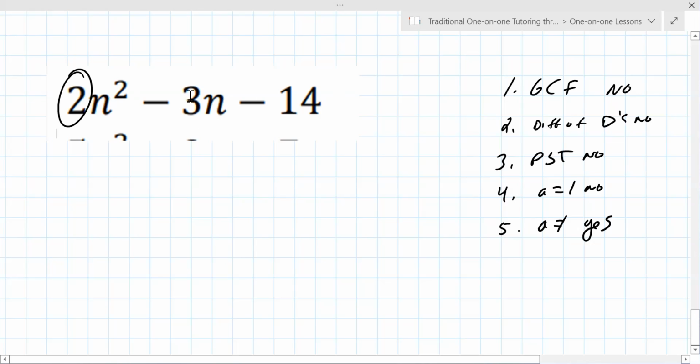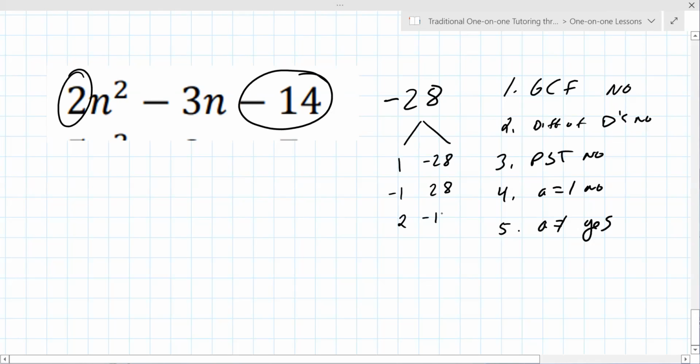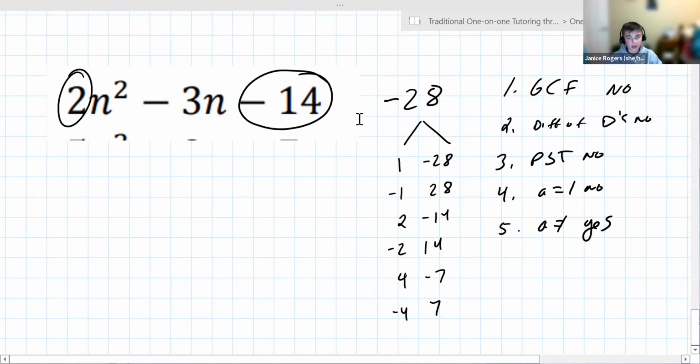So when you get this, you take the first term and the last term and you multiply them together. 2 times -14 is -28. Now you need two numbers that multiply to -28 but add up to -3. Let me build that list for you. It's 1 and -28, -1 and 28, 2 and -14, -2 and 14, 4 and -7, -4 and 7. Generally you have to get to the end to get it, but 4 and -7, I think.